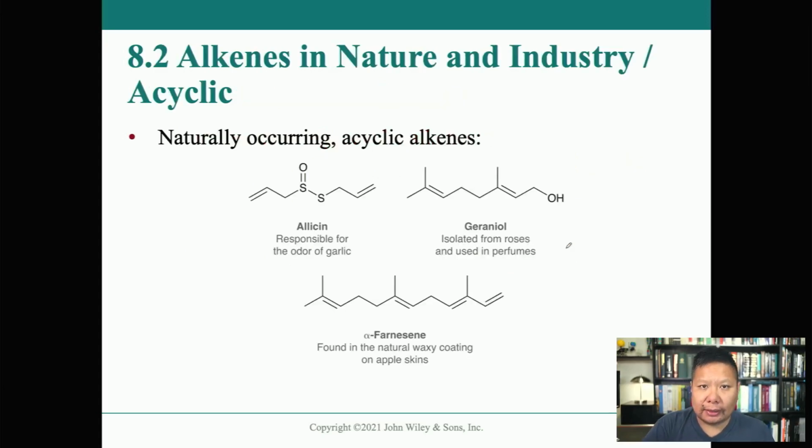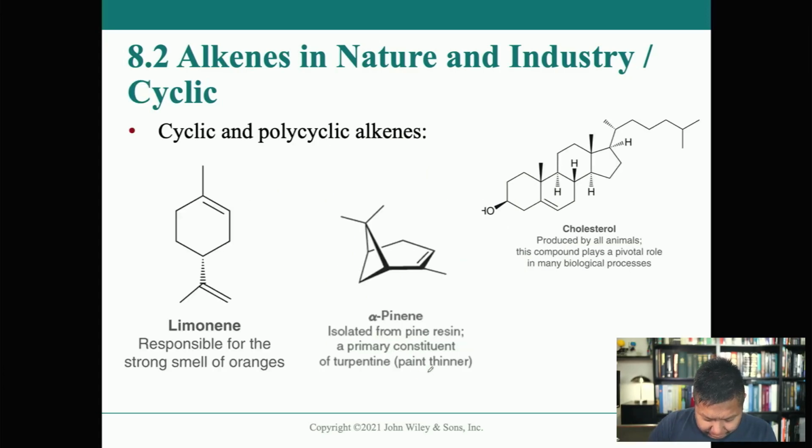So there are some naturally occurring acyclic alkenes. We have allicin here, which is responsible for the odor of garlic. We have geraniol, isolated from roses and used in perfume. We have farnesene, I guess that's how you say that, found in the waxy coating of apple skins. We have limonene, which is responsible for the strong smell in oranges. Alpha-pinene, from pine resin, is a primary constituent of turpentine, which is paint thinner.